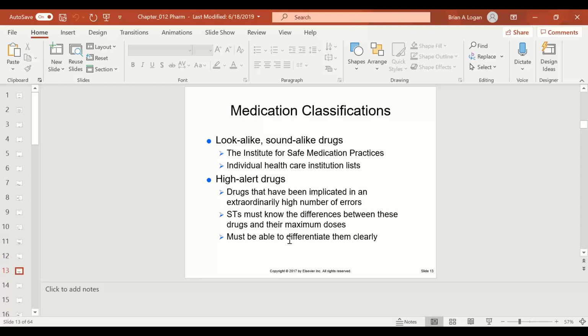The classifications. So there's some drugs that kind of look alike and sound alike. They've made kind of a list of those. Each hospital is supposed to have their own list of those look-alike, sound-alikes. The reason we do that is so that we don't accidentally mix them up and use one instead of the other one.